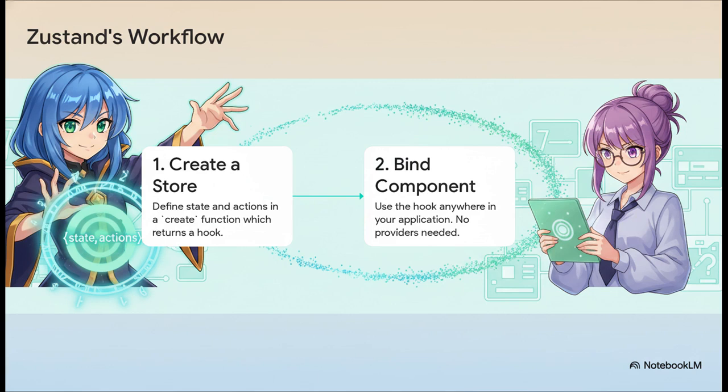Step 1, you create a store, which is really just a custom hook. Step 2, you use that hook in any component that needs the state. That's it. I'm not kidding. That is the whole process. There are no providers to wrap your app in. There are no action types to define, no boilerplate at all. It's just so simple, it feels like a breath of fresh air after years of complexity.